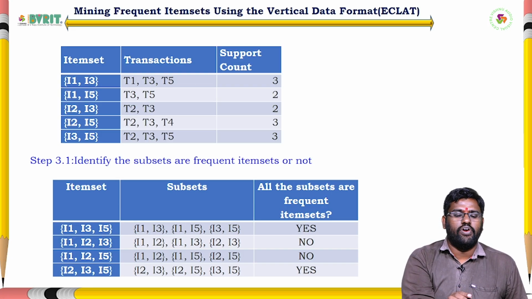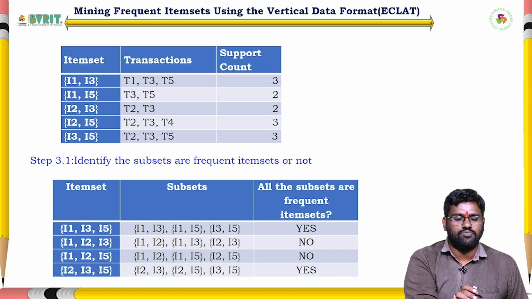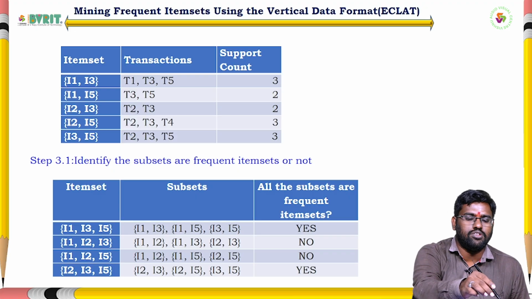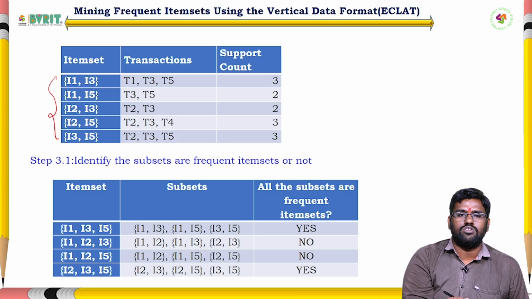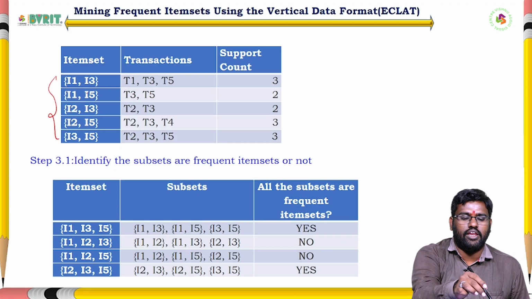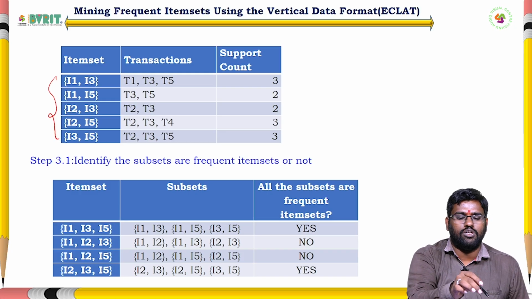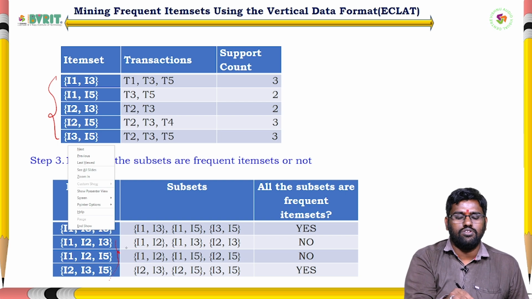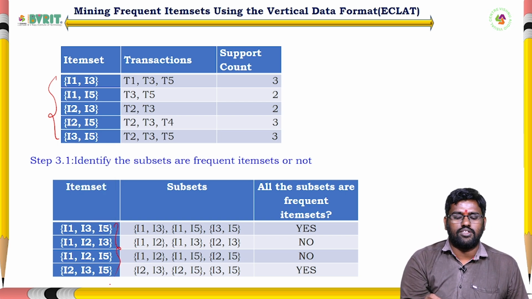So we will take I1, I3, I5, then I1, I2, I3, then I1, I2, I5, and I2, I3, I5. Why? Because based on this we are taking the comparisons. First I1, I3, I5, I1, I2, I3, I1, I2, I5, and I2, I3, I5, like that they are taking the examples in this. So see here in this data set, I1, I3, I1, I5, I3, I5 are present in our data set.